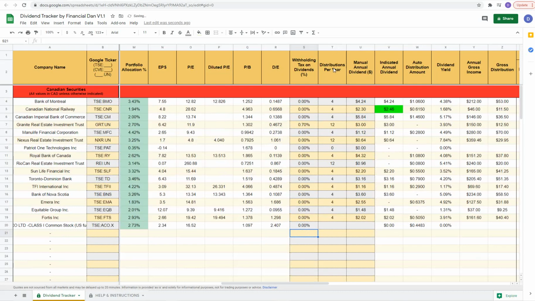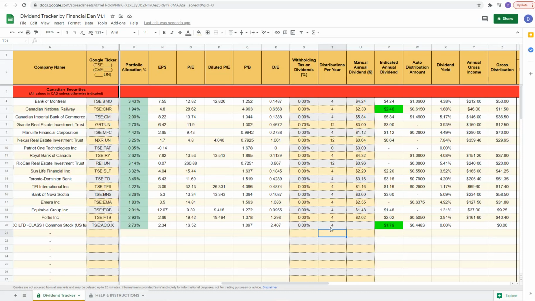And then the next column is distributions per year. Now, what that means is how many times is the dividend paid each year? Is it paid quarterly? Is it paid monthly? So ATCO pays its dividend quarterly, so that means it's paid 4 times per year. As you can see, RioCan pays its dividend monthly, and so we'd enter 12. If it's paid annually, you'd enter 1. Semi-annually, you'd enter 2, etc., etc.